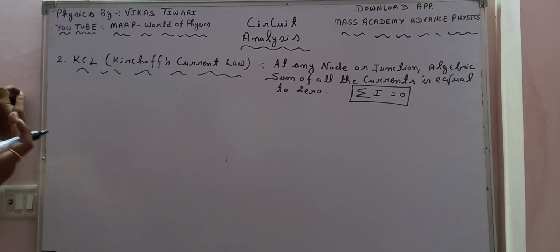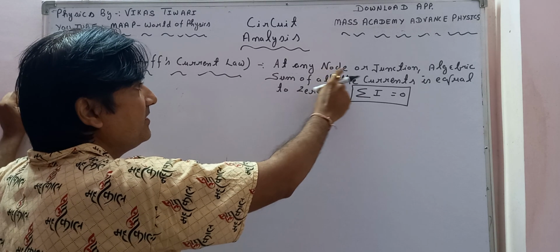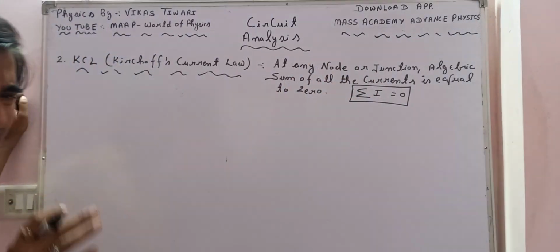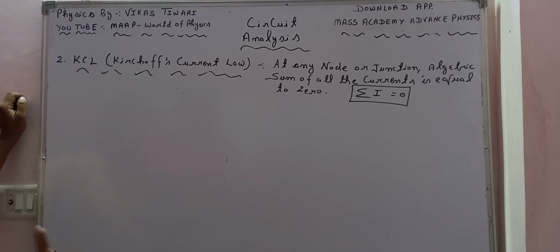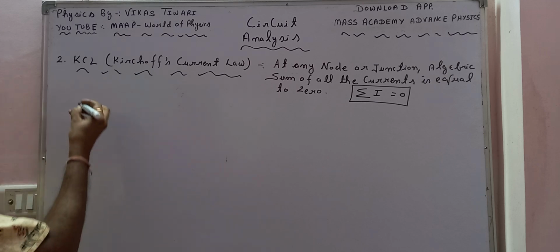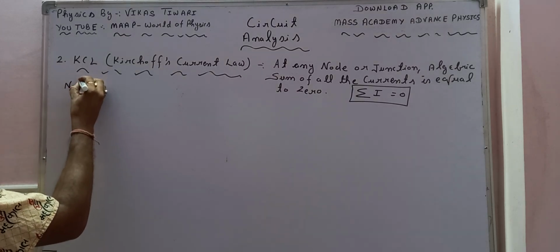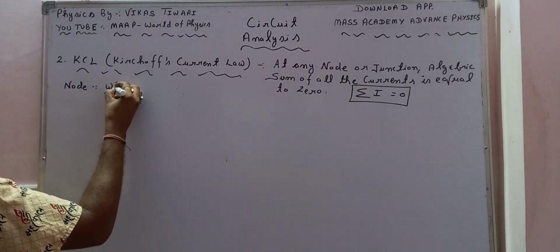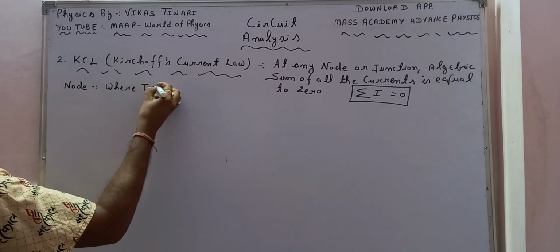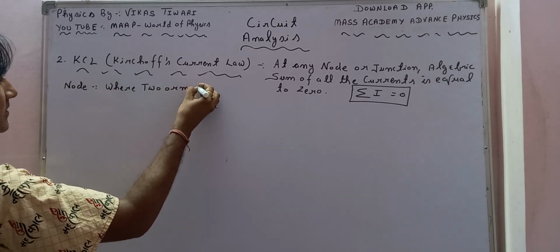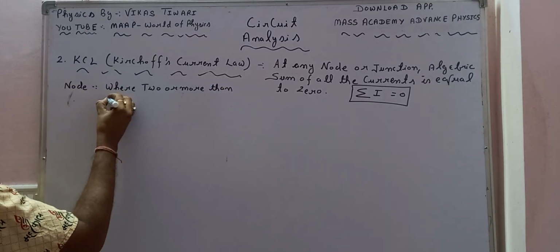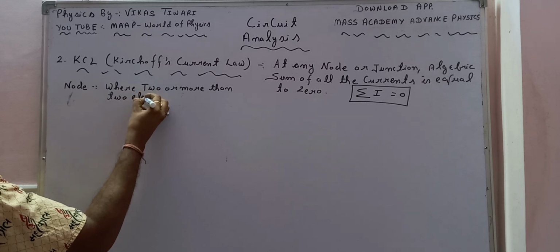Let us go for its application part. Just before that, I want to differentiate between the words node and junction, whether these two words are the same or have some difference. First, the concept of node. A node is defined as where two or more than two elements meet.